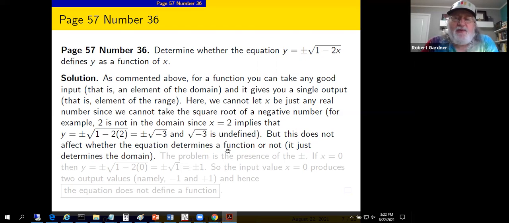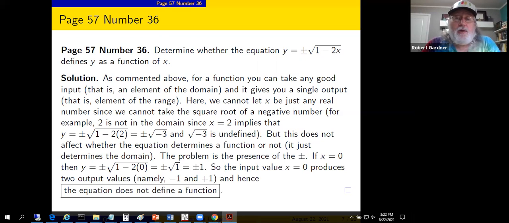But this doesn't really have anything to do with whether we're dealing with a function or not. I need to worry about putting one good number in and getting a single number out. It's the plus or minus that messes things up. That plus or minus square root thing is not a function. Plug in x equals 0. That's a good number. That's a number in the domain. That doesn't give us square roots of negatives. We can find the domain, but they didn't ask us to.